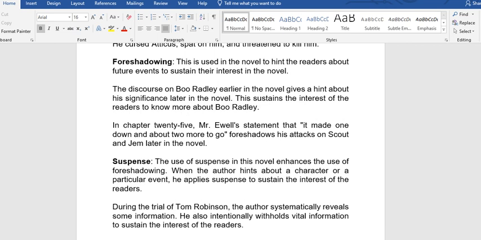In chapter 25, Mr. Ewell's statement, let's quote it, "It made one down and about 2 more to go," unquote, foreshadows his attacks on Scout and Jem later in the novel. That is, that quotation gives us an impetus to what is going to happen later in the novel. That is about the attack on Scout and Jem.